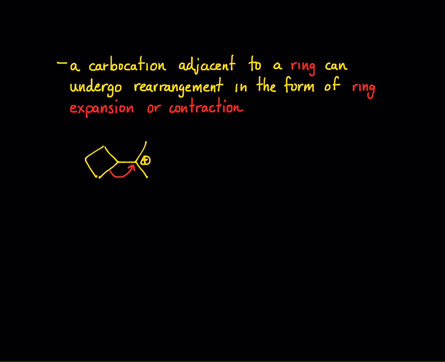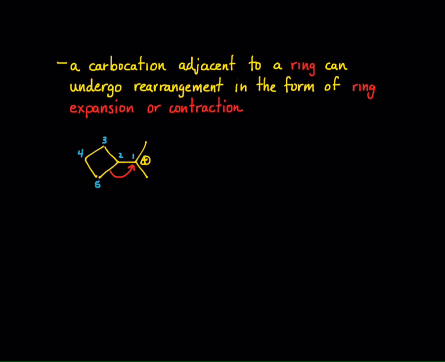So the vicinal carbon is going to have one of its carbon-carbon bonds break and migrate to that carbocation. What happens is the ring expands. So this is called a ring expansion. And if we number the carbons 1, 2, 3, 4, 5, we see that what's happening? Well, the C2-C5 bond is breaking, and now we have a new bond forming between carbon 1 and carbon 5.